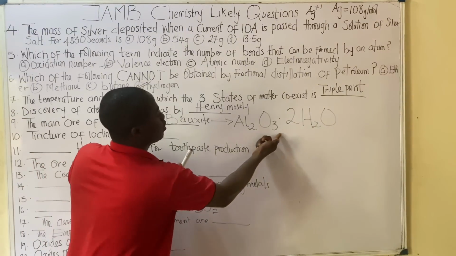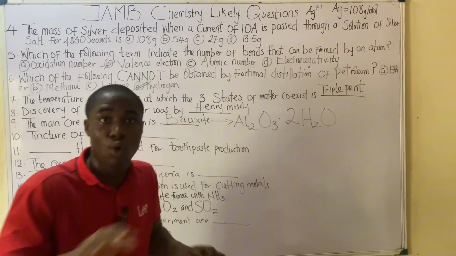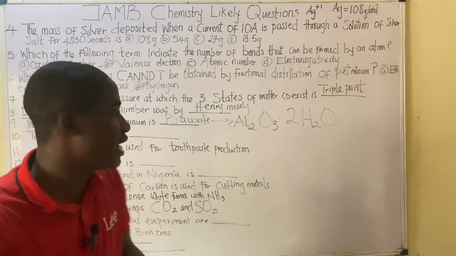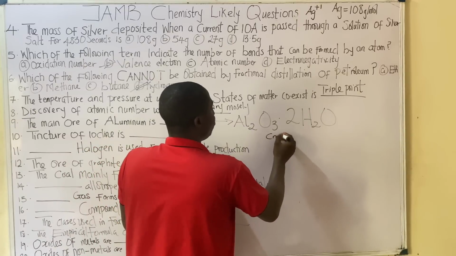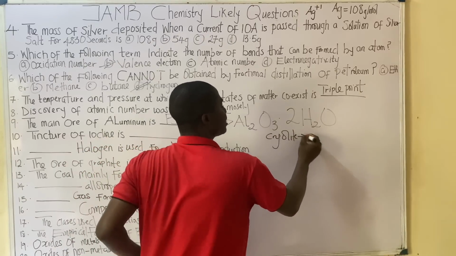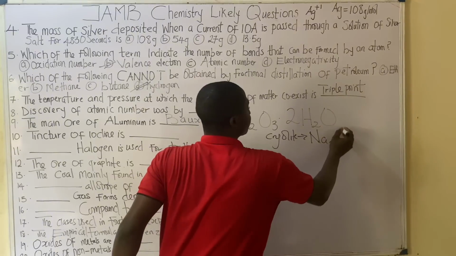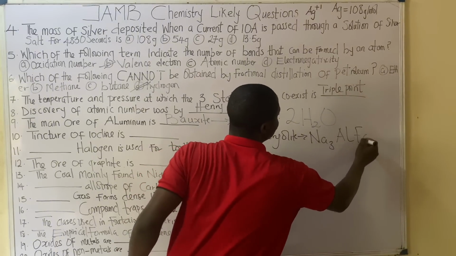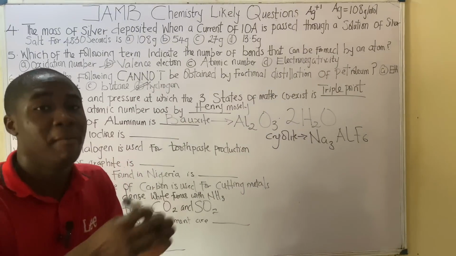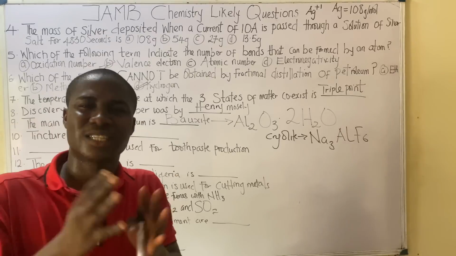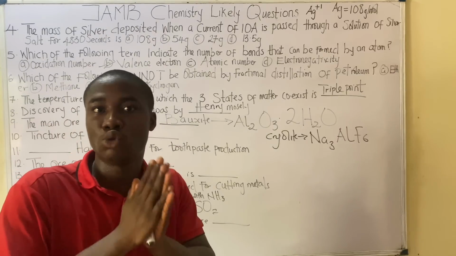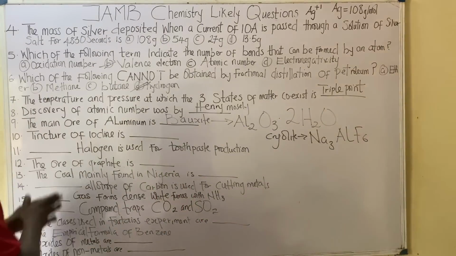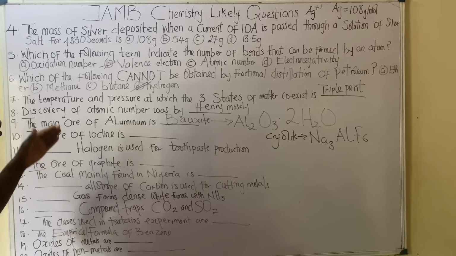Corundum, chemical formula just this without water. That's corundum. We have cryolite. Cryolite is still another ore for aluminium. This one's chemical formula is Na3AlF6. Okay, this particular question is from metals and non-metals, and this aspect of chemistry is very, very important for you to note. So let's get into question number 10, and it's tincture of iodine is what?